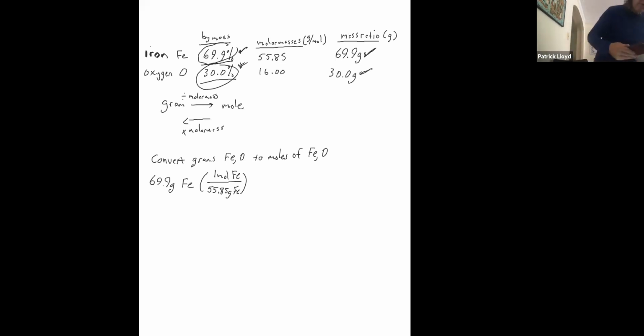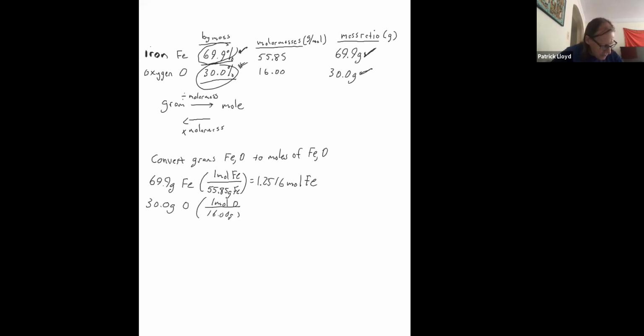Okay, so that comes out to 1.2516 moles of iron. And then we'll do the same thing for oxygen. 30 grams of oxygen. 1 mole of oxygen is 16.00 grams. Again, that's from the periodic table. And you get 1.875 moles of oxygen.